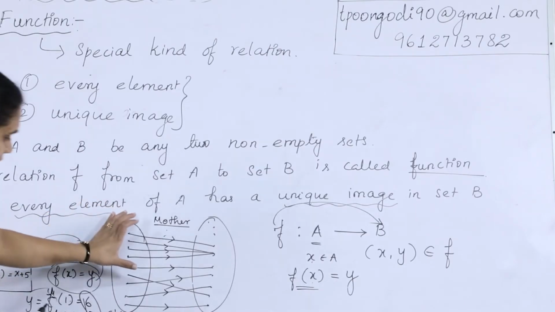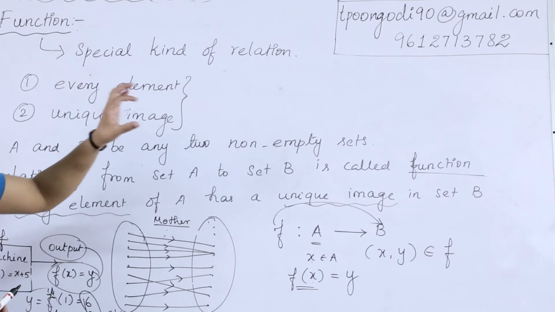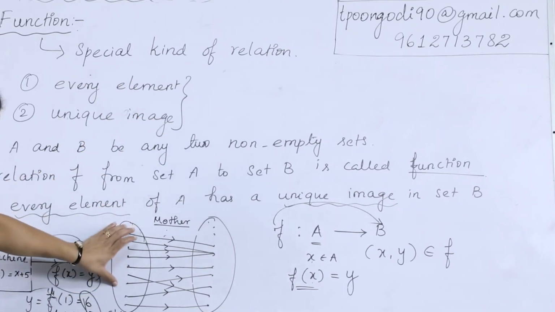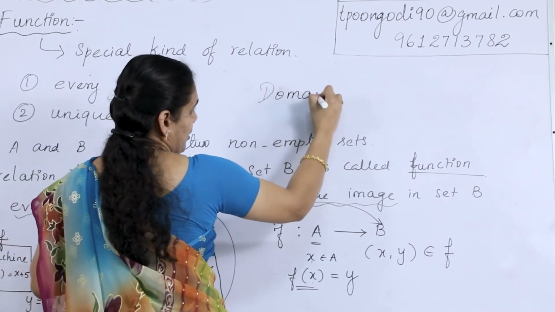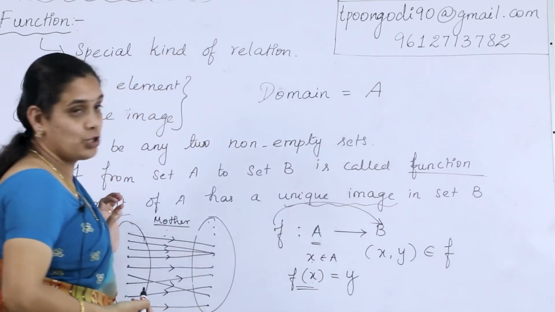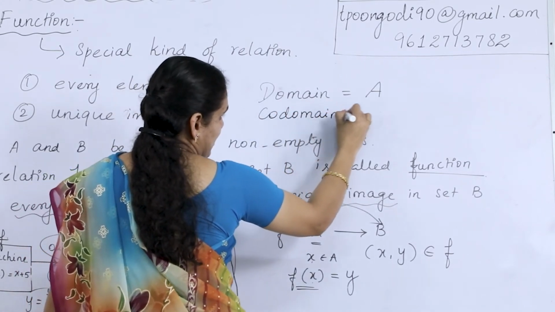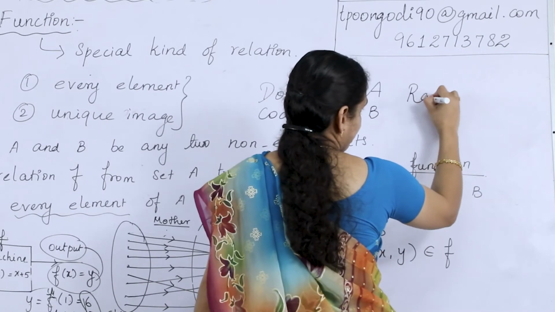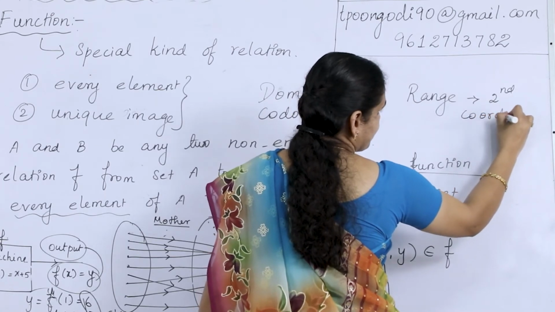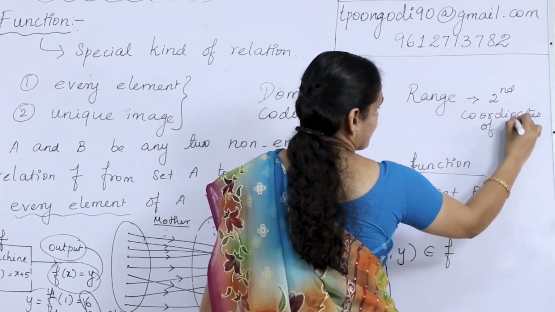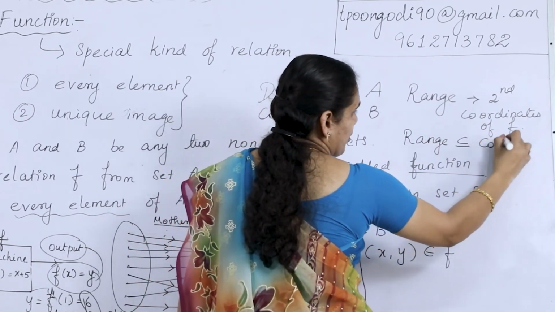So here the entire set A will be the domain. But in a relation it need not be. Only the first coordinates will be the domain, right? But in a function, every element of set A should be in the domain. So the domain of the function is nothing but the set A. It should be. If not, it is not a function. And codomain, we know, is set B. And the range is the set of all second coordinates of f. Okay. Otherwise, range is a subset of codomain.